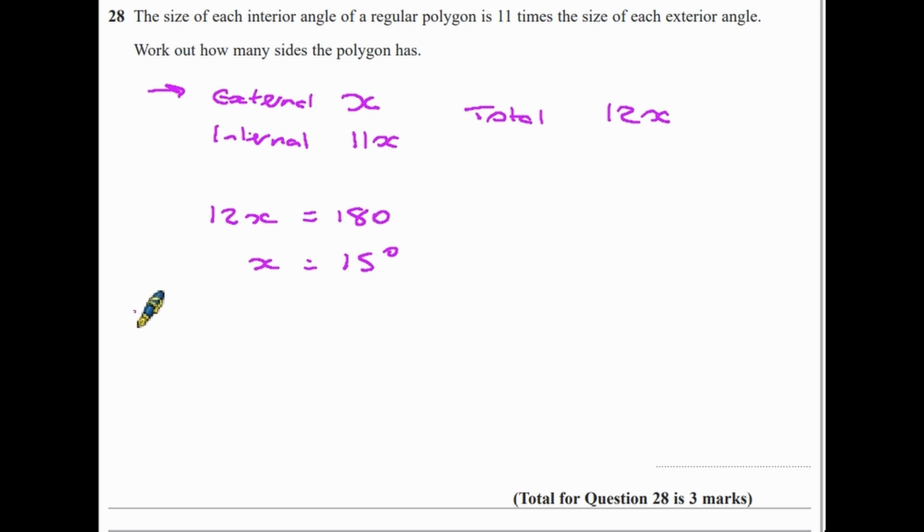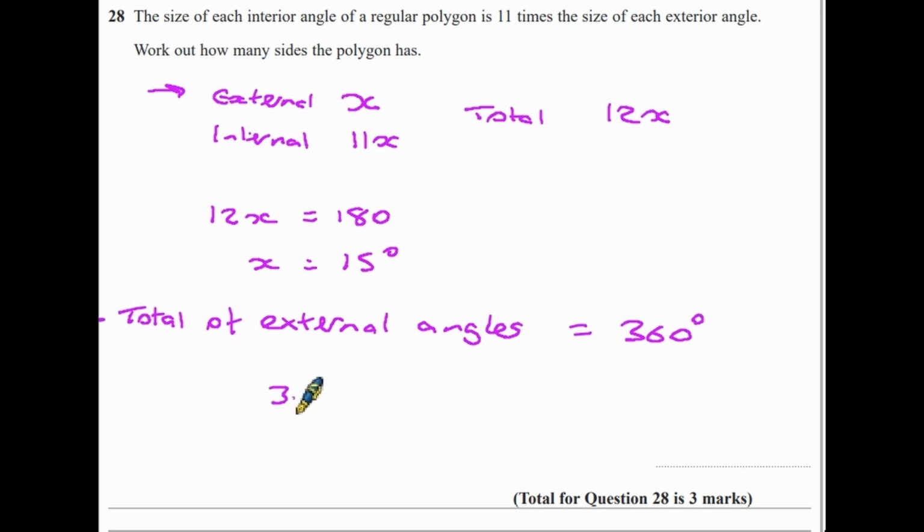The other rule we use, of course, is that the total of all external angles, and this is true again for any polygon, always adds up to 360 degrees. Using this rule then, if we have 360 degrees in total of the external angles, we know that one of them is 15 degrees, so if we divide 360 by 15, it means there must be 24 angles. Therefore, there are 24 sides.